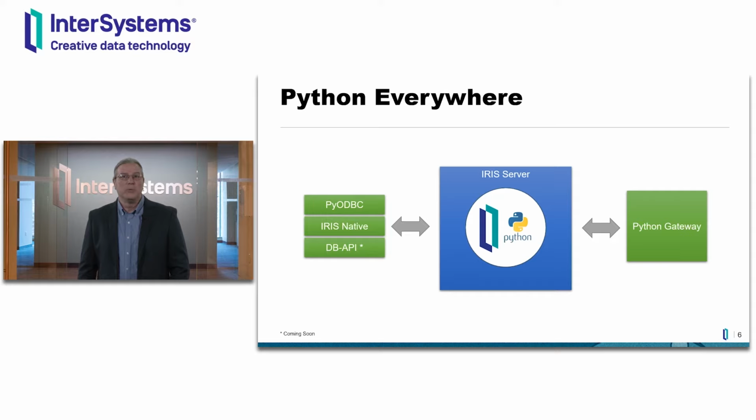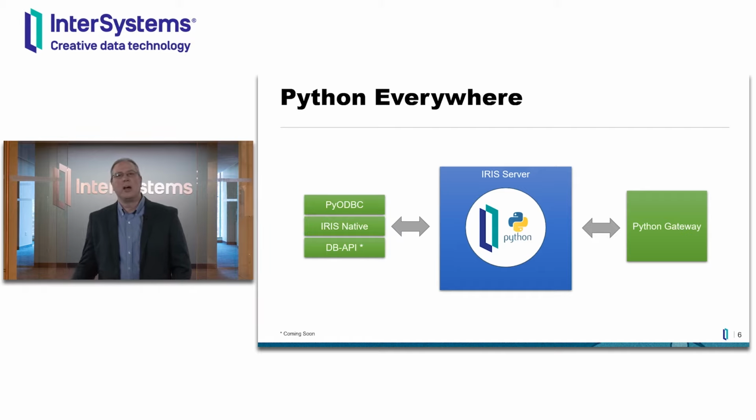In 2020, we released our native API for Python, which gives Python developers access to globals as well as the ability to interact with IRIS in a more IRIS-centric way, such as calling class methods. And soon, we'll be releasing a dedicated DB API driver, allowing fast, seamless access to IRIS from any DB API-compliant application.